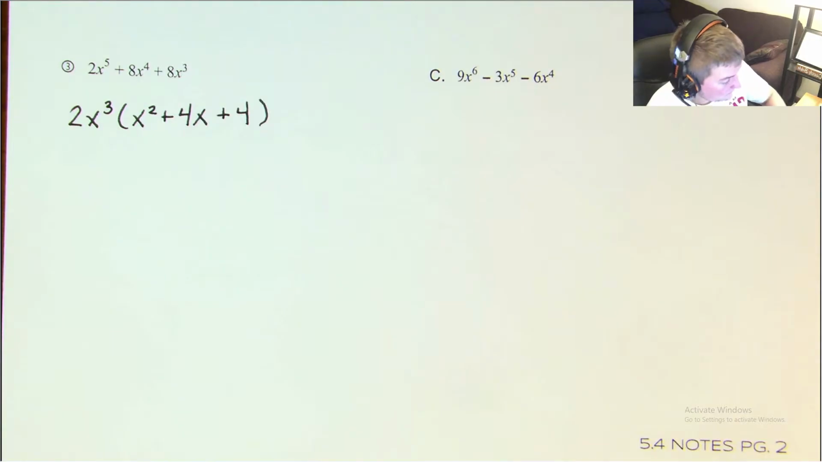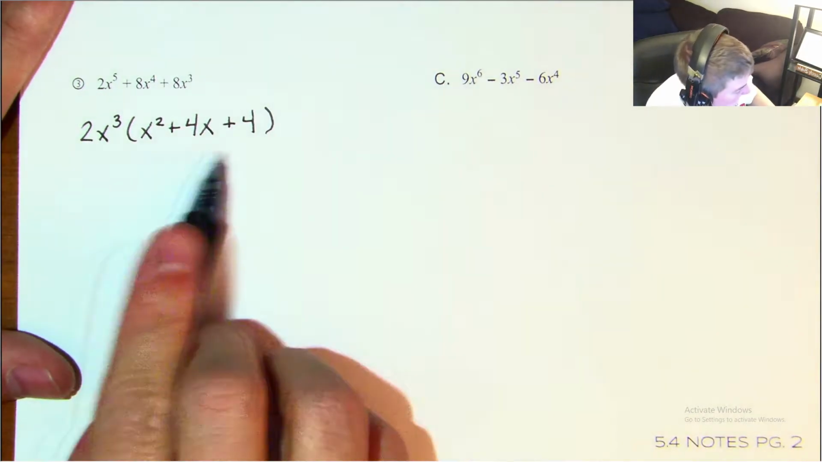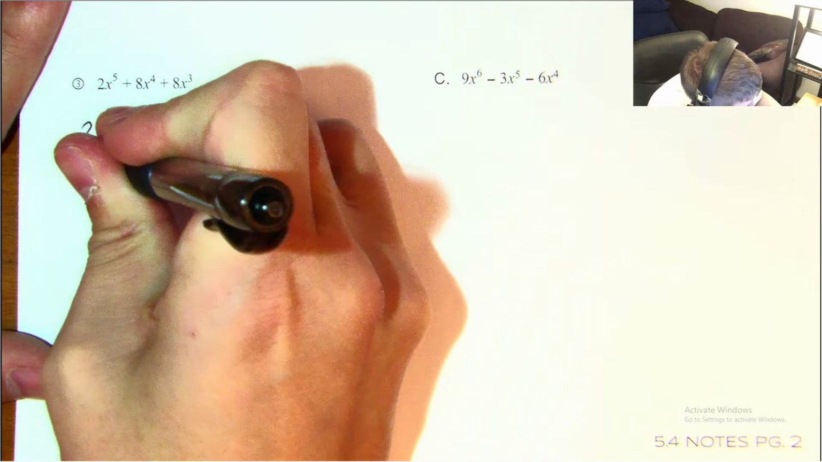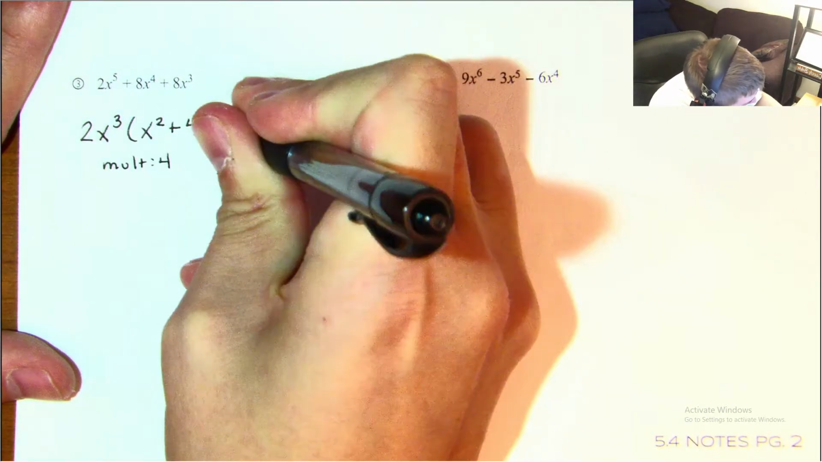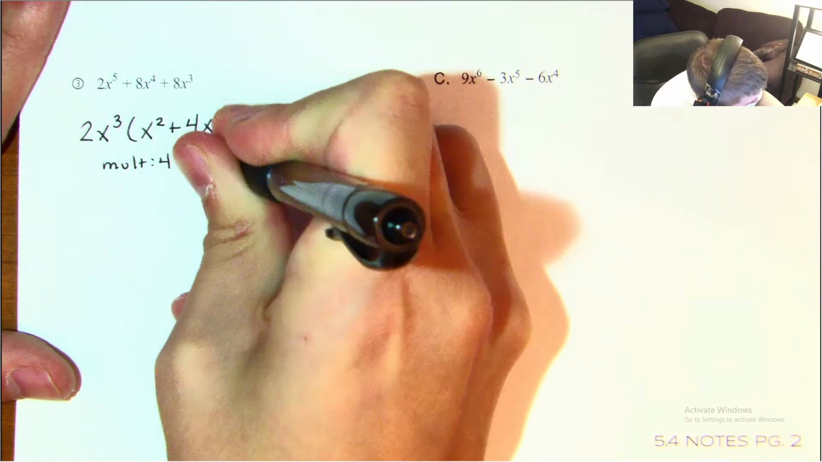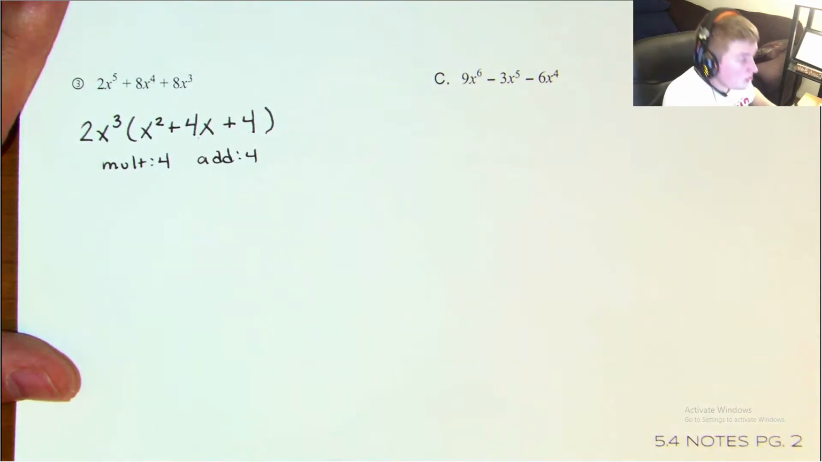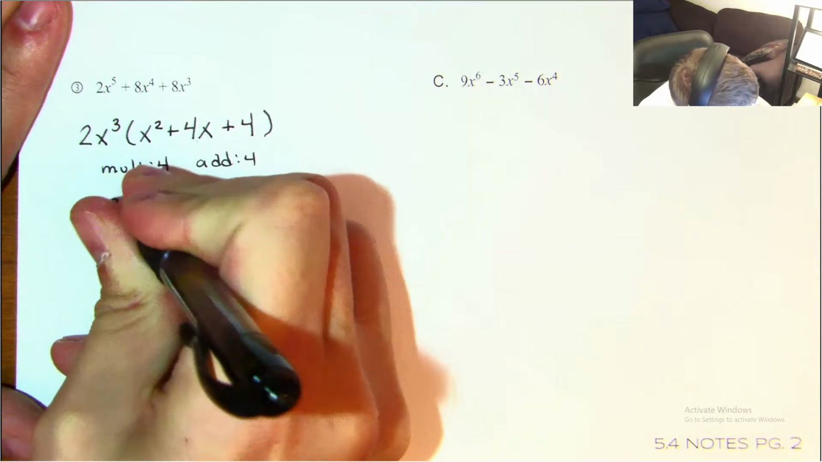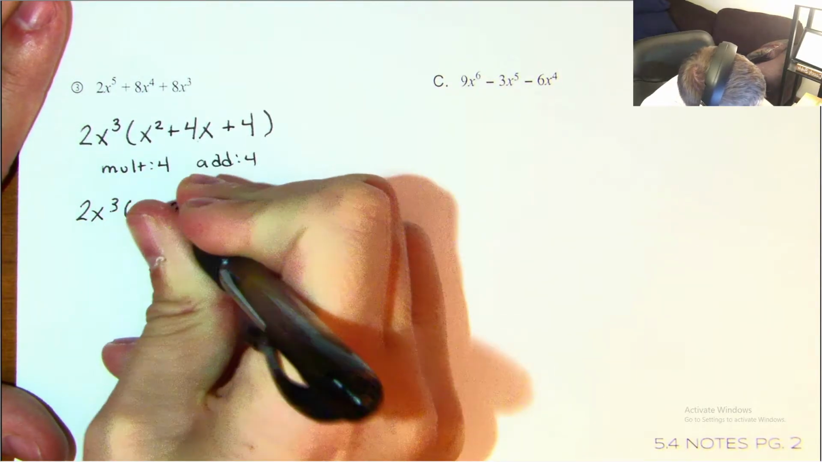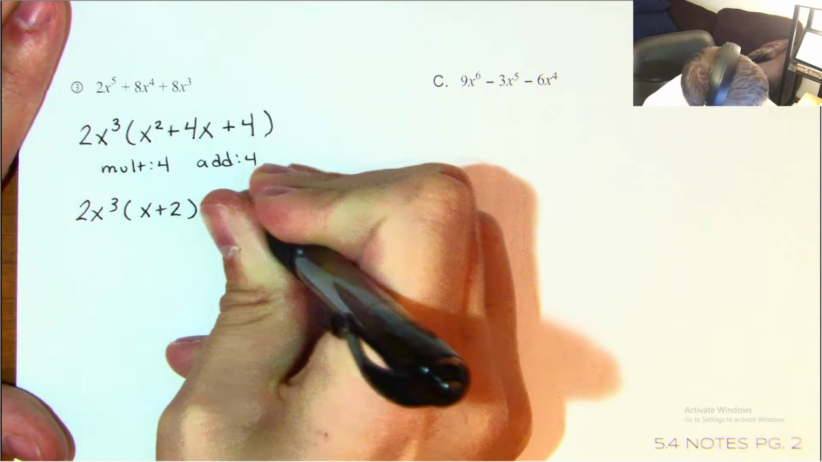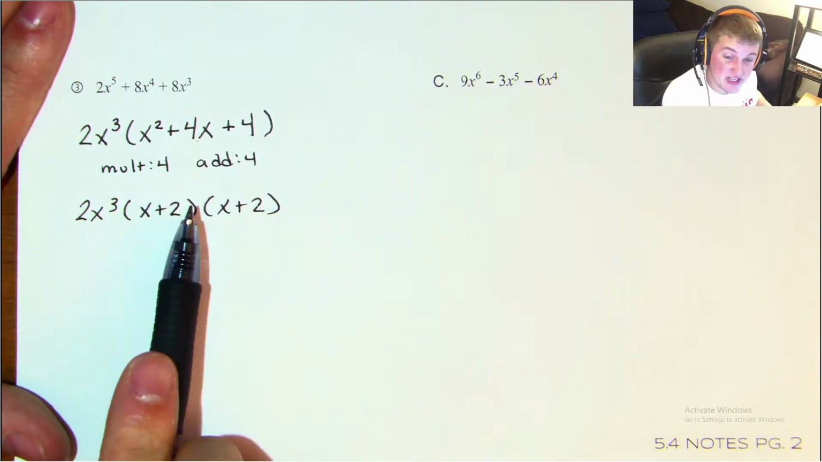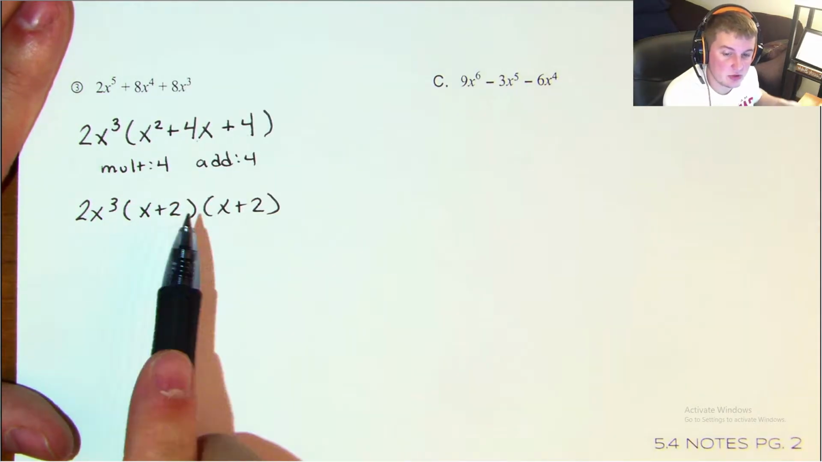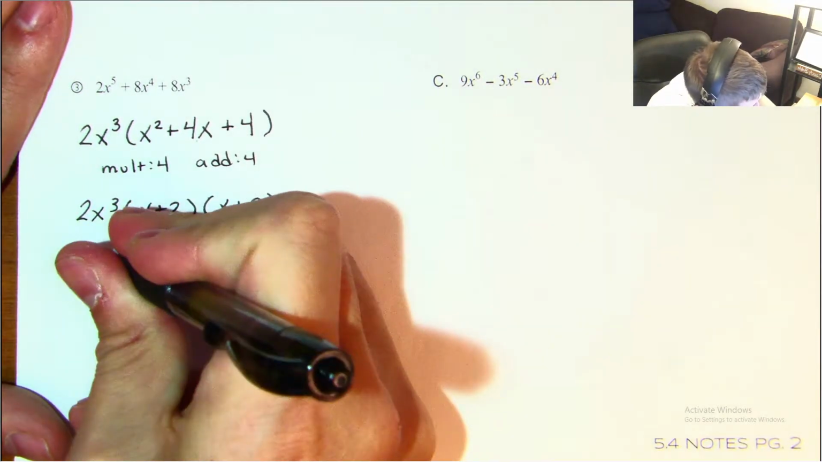I'm just looking for numbers that multiply to 4, this 4, and add to 4, this 4. What numbers multiply to 4 and add to 4? Hopefully you're identifying that as 2 and 2. So we can say that this is x cubed times x plus 2 times x plus 2. But if you recall from previous sections, I have a factor that's repeating itself. X plus 2 is repeating itself, so I can condense that down into one term.